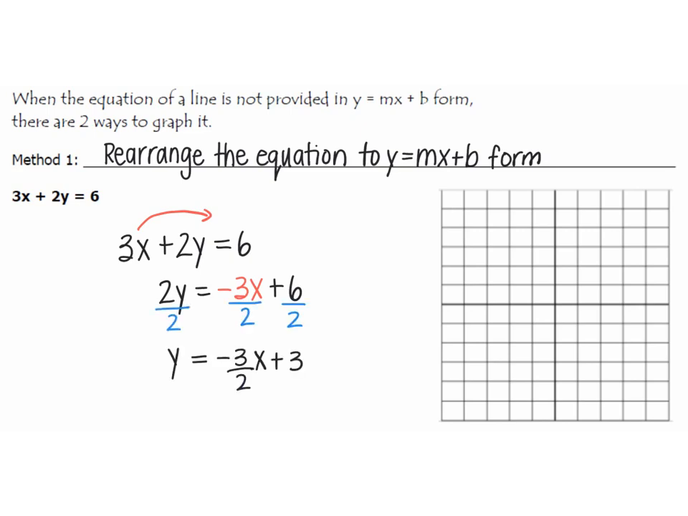At this point, having the equation in y equals mx plus b form, it's quite straightforward to graph. We begin at the y-intercept, and then we count the rise and the run repeatedly until we run out of room, draw our line, put arrows on either end, and then we have our graph of our line.